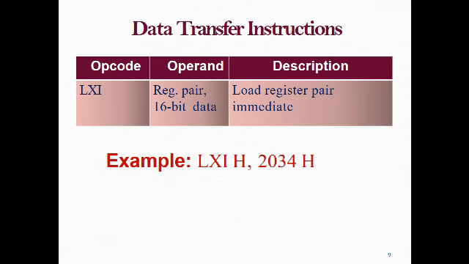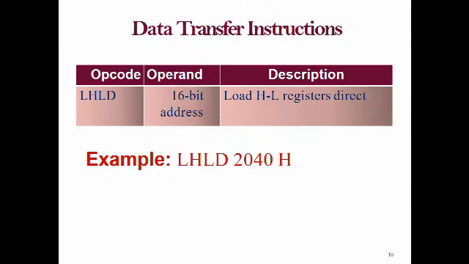LXI register pair, 16-bit data. It will load the specified immediate data into the specified register pair. For example, LXI H, 2034 will load the register pair HL with 2034. Here 34 will be copied into L and 20 will be copied into H. This instruction is used for initializing the address of the memory, which will then be used, for example, in a MOV B, M sort of command.